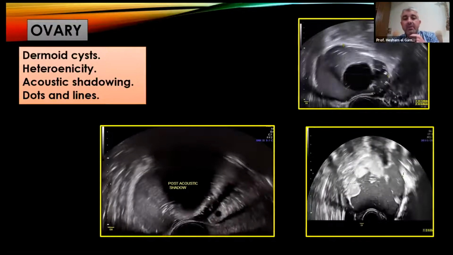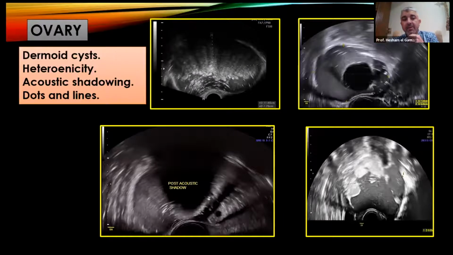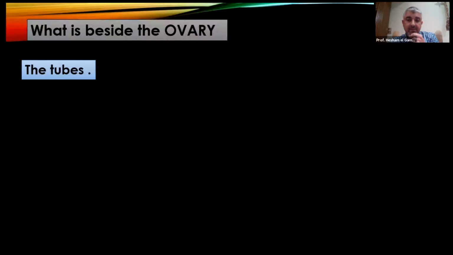Moving on into lesions in the ovary, so dermoid cysts. The tip in the dermoid cyst is extensive heterogeneity in the content within the cyst. Acoustic shadowing is very, very important, and dots and, as you can see over here, dots and lines that indicate hair inside, acoustic shadowing over here, and extensive heterogeneity in its content usually gives you an idea. If you put Doppler, you will usually not find any Doppler signal, or very limited Doppler signal at the periphery.